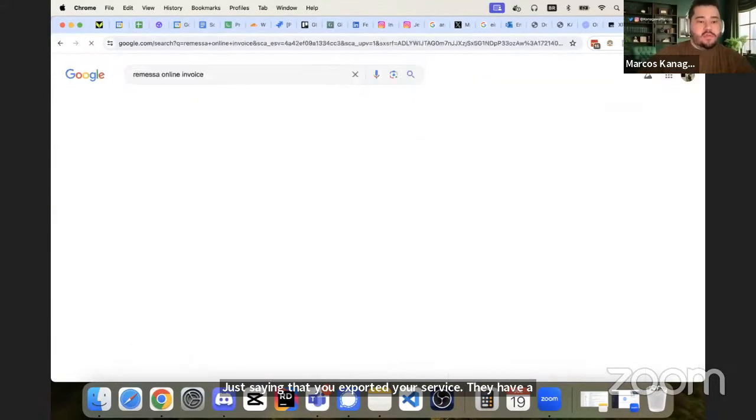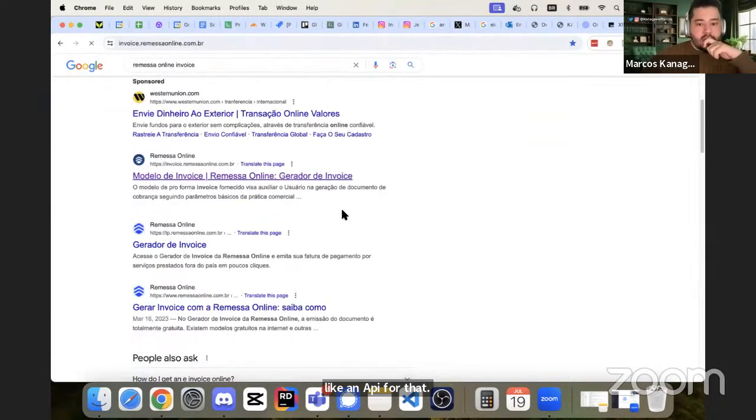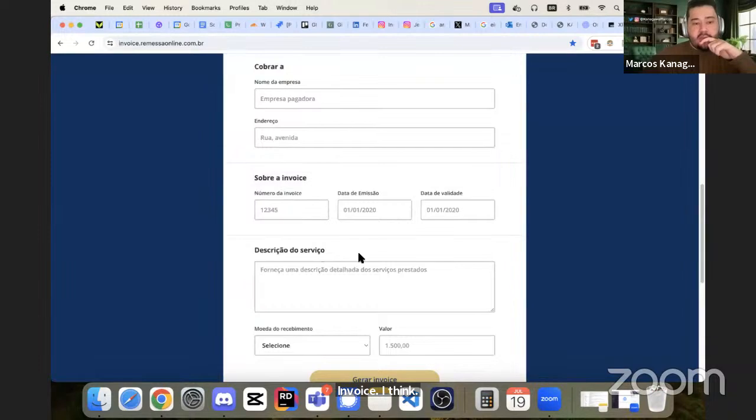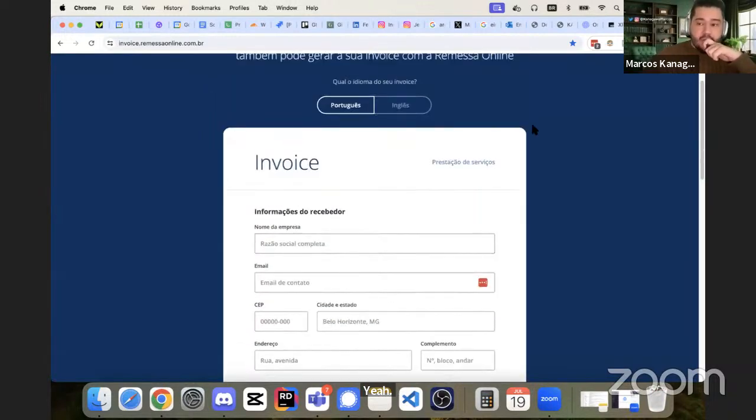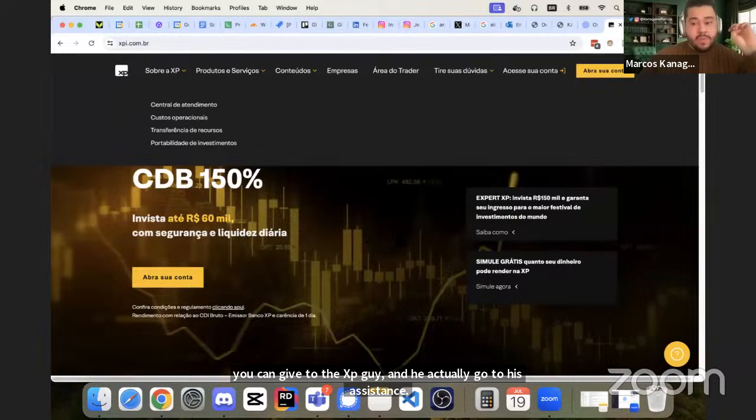Invoice, I think. Yeah, here. You can generate a PDF with MS Online and give it to the XP guy, and he can actually go to his systems and remove the IOF. This is a trick most people don't know.